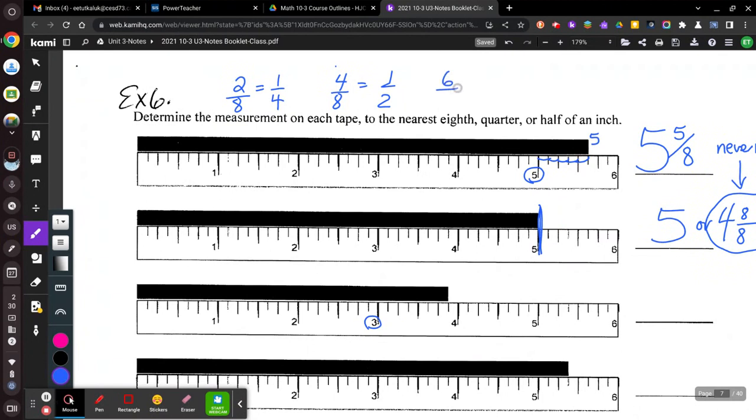And 6 out of 8 is 3/4. So those are the ones that you have to know that are standard. You will always reduce to them. And again, if you're not sure how to reduce, I'll show you on the calculator. It'll do it for you.